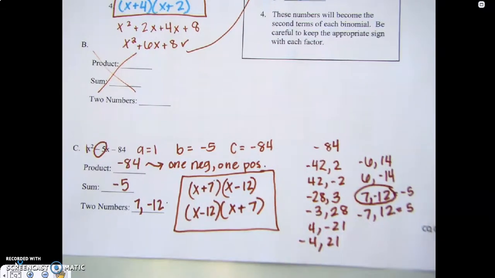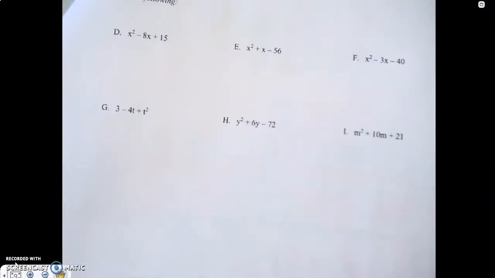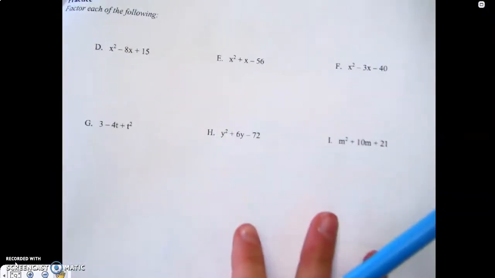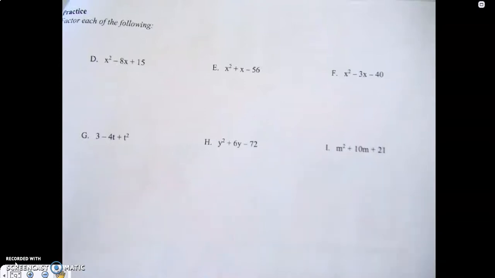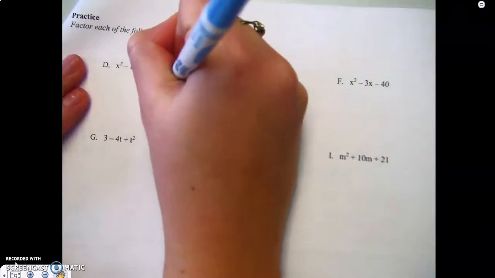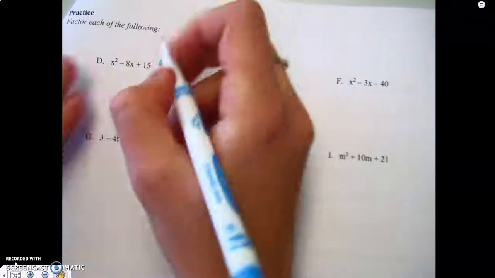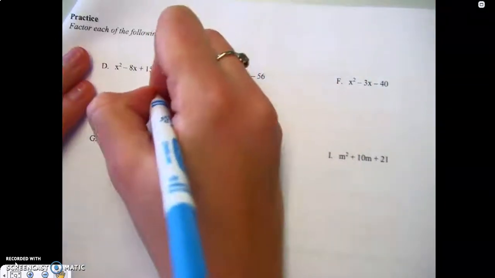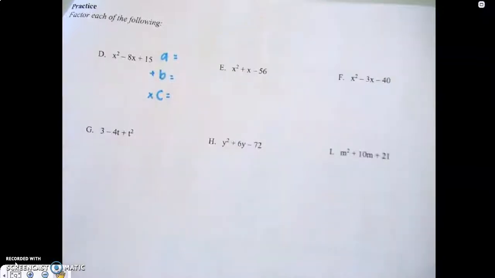Okay, so there's another example. Now the practice should be relatively easy, because you're going to use the same method. First, for each of these, decide what your A, your B, and your C are. And remember, you want to multiply to be C and add to be B, and then try to find your pairs of numbers that do both of those things. Okay? If you have questions, let me know.